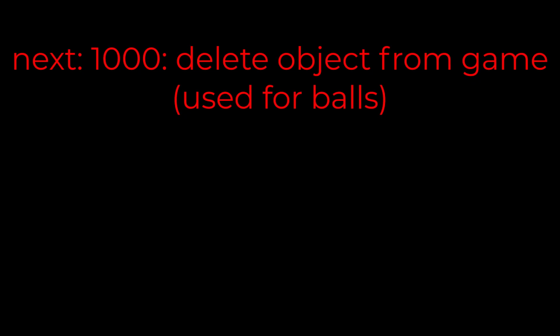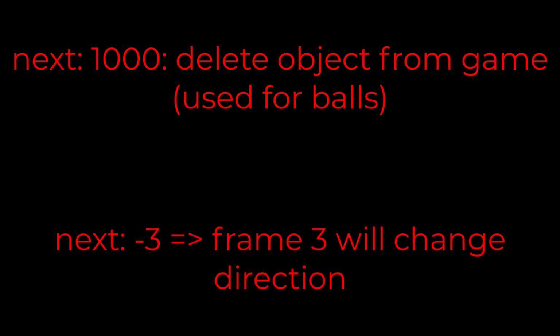Next, 1000 is for deleting an object from the game. This is used for balls when they disappear. If you write a negative value, it will cause a change in direction.